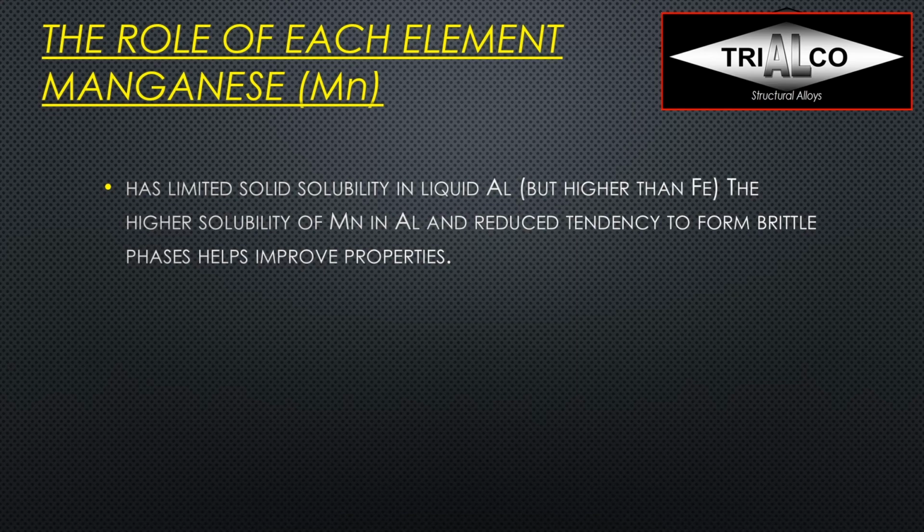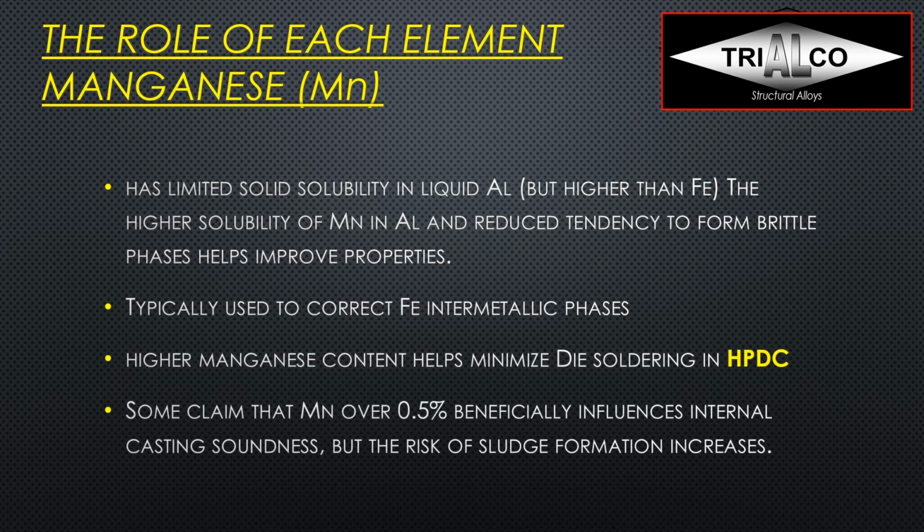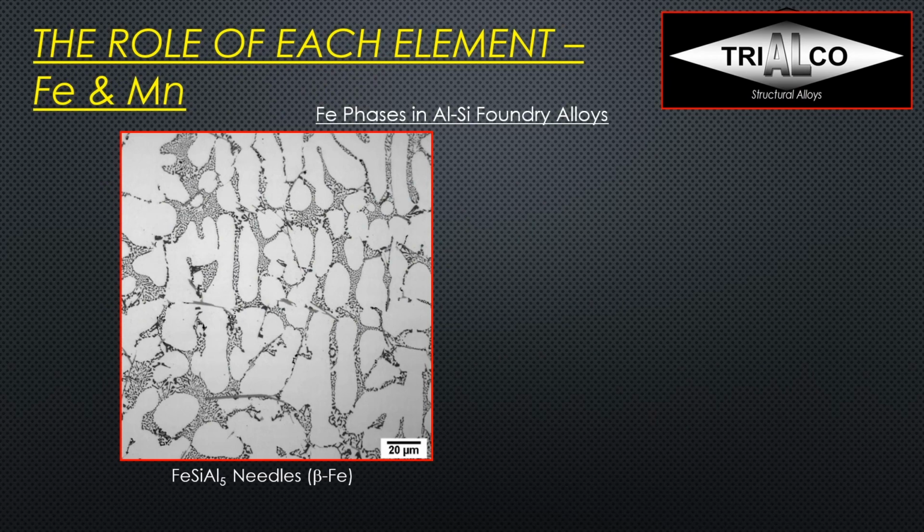Manganese has a limited solid solubility in liquid aluminum, but it is actually higher than iron, and the higher solubility in aluminum gives us a reduced tendency to form brittle phases and helps improve the properties. It typically is used to correct the iron intermetallic phase, and it's used to minimize die soldering, as I said. Some claim that over 0.5% beneficially influences internal casting soundness, but mind that you then run the risk of more sludge formation.